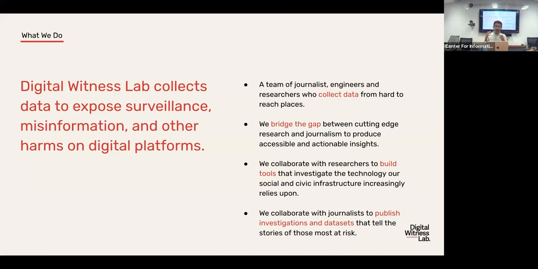And that's why the kinds of things we study are often biased by what is easy to study, what is easy to collect data on, or where there's incentives for both industries in different ways to frame the stories and narratives around it. So the basic premise of the lab is to collect data from hard to reach places.